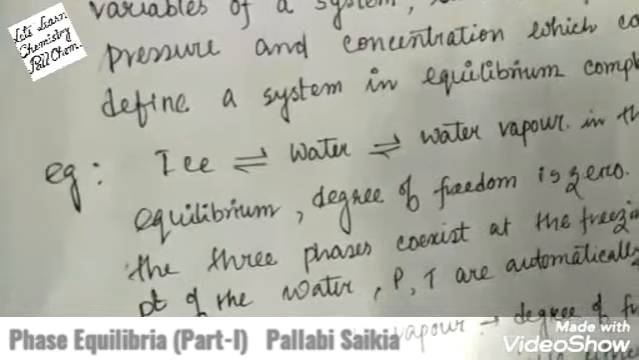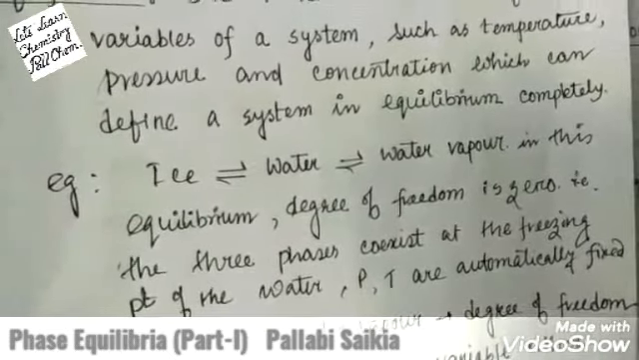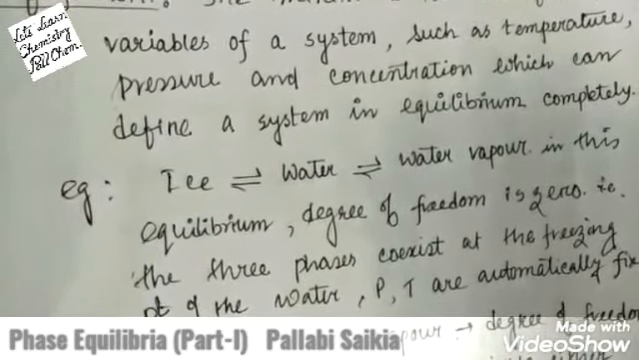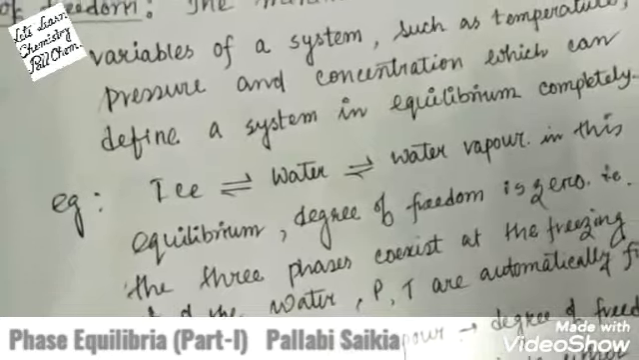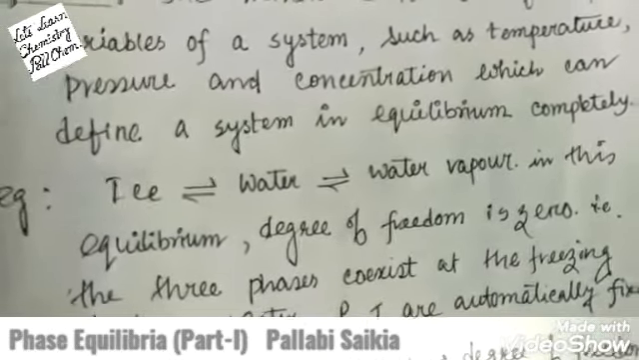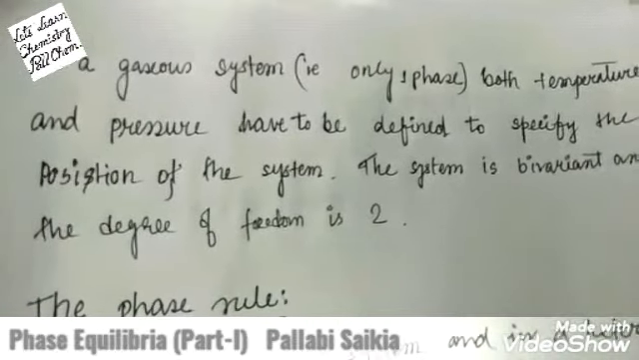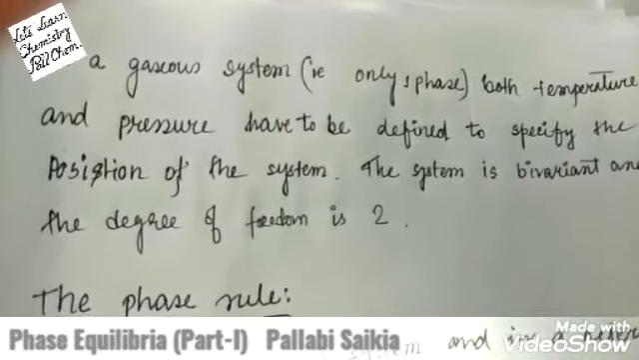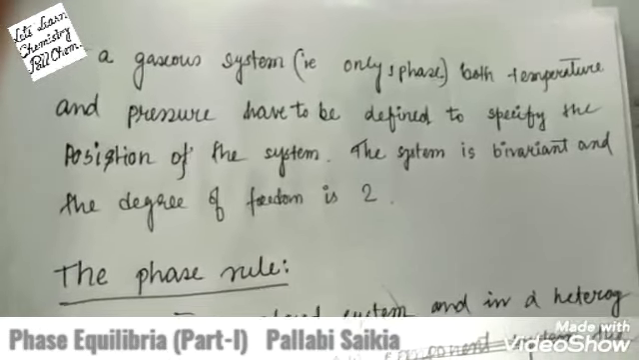Similarly, in the equilibrium between water, ice and water vapor, we don't have any independent variables. Hence, here the degree of freedom is 0, because pressure and temperature cannot be varied to define the equilibrium between ice, water and water vapor. For a gaseous system, both temperature and pressure are required to define the system. Hence, the degree of freedom is 2 in a gaseous system.